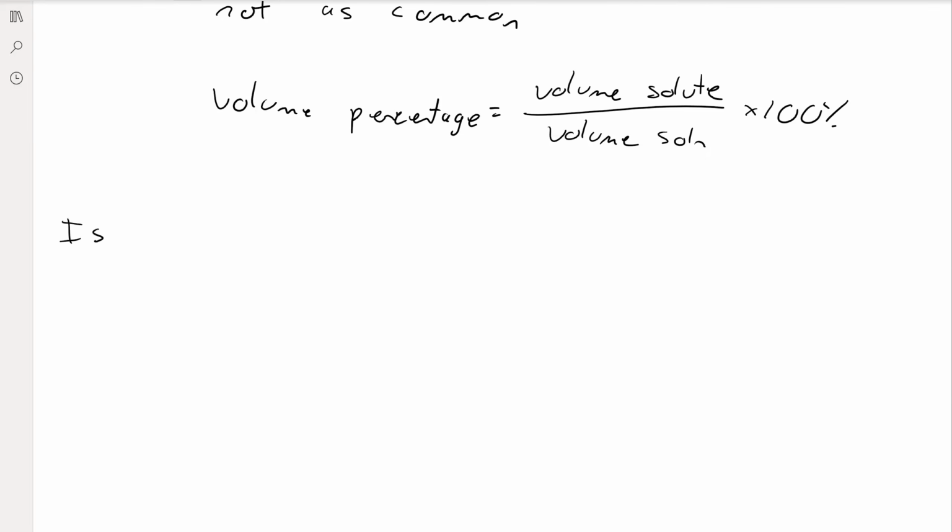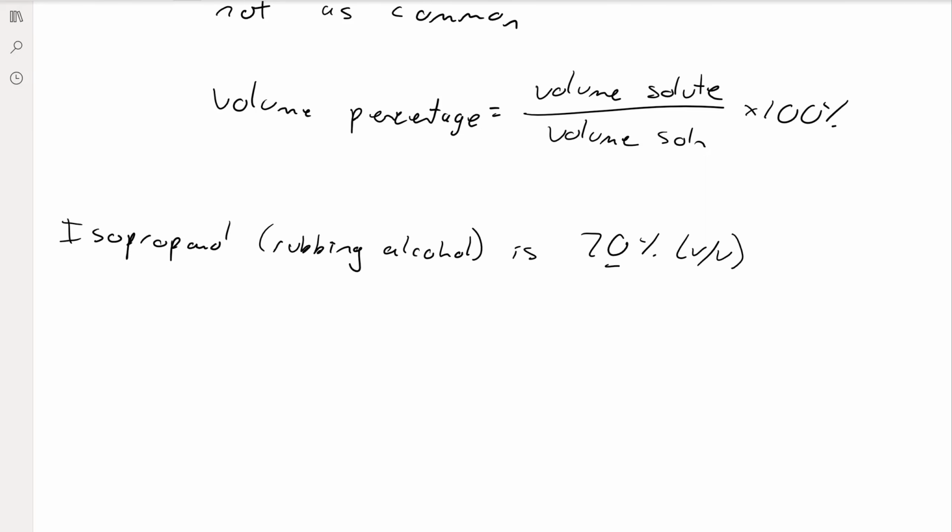So rubbing alcohol, isopropanol, is 70% volume by volume in water, right? So when you buy rubbing alcohol, it says the percentage. That percentage is by volume, and that's how much isopropanol is dissolved in water.